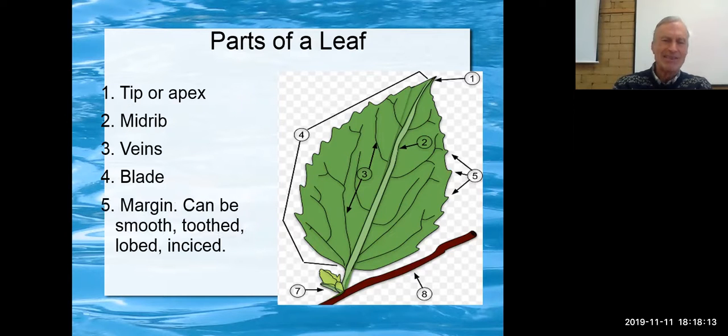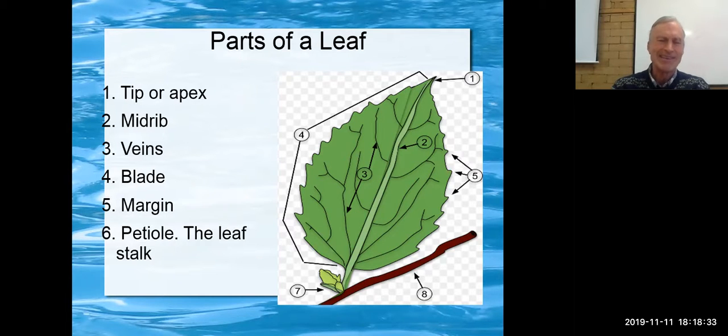And the margin is the edge of the leaf. They can be smooth, they can be toothed, like this one in the diagram is toothed. They can be lobed, they can be incised, they can have hairs on them. Lots of different ways the margins of a leaf can be decorated. The petiole. Petiole is a leaf stalk, and that's actually considered part of the leaf. So the leaf is made up of the petiole and the blade.